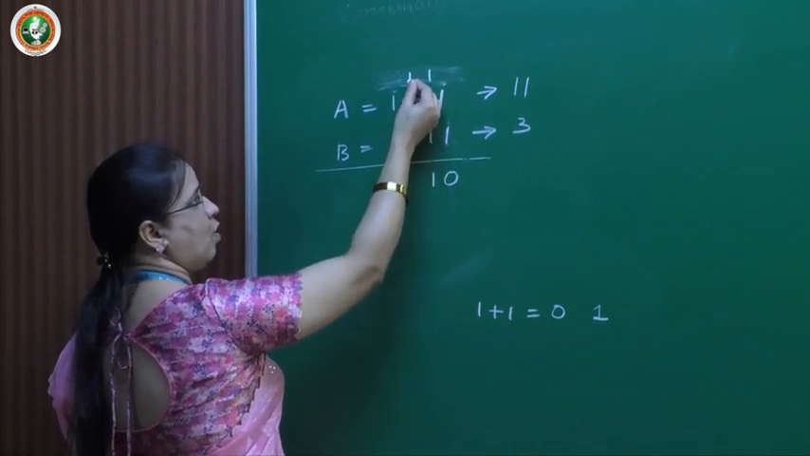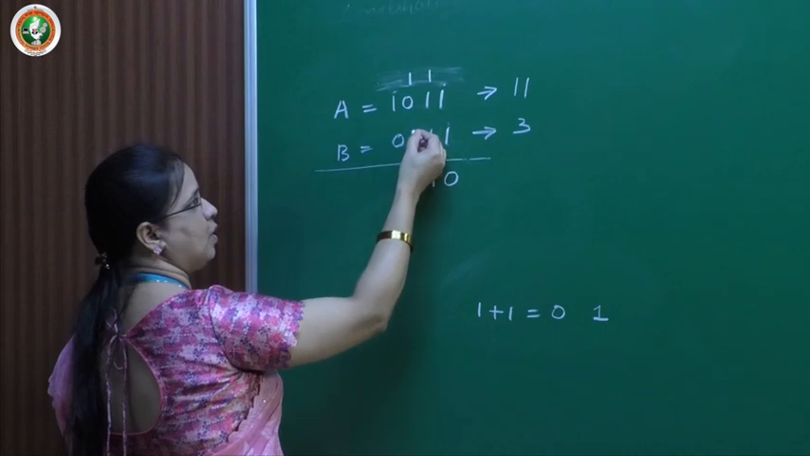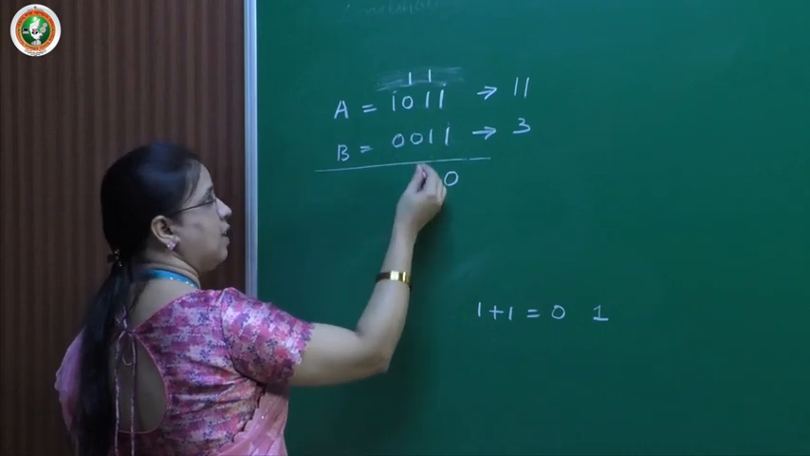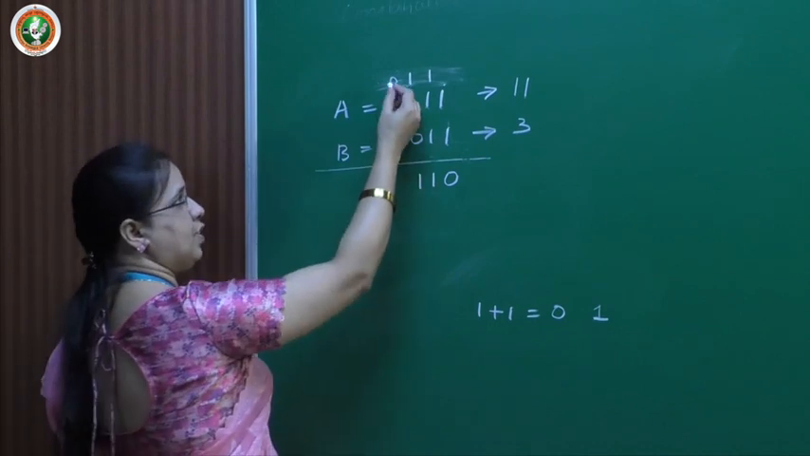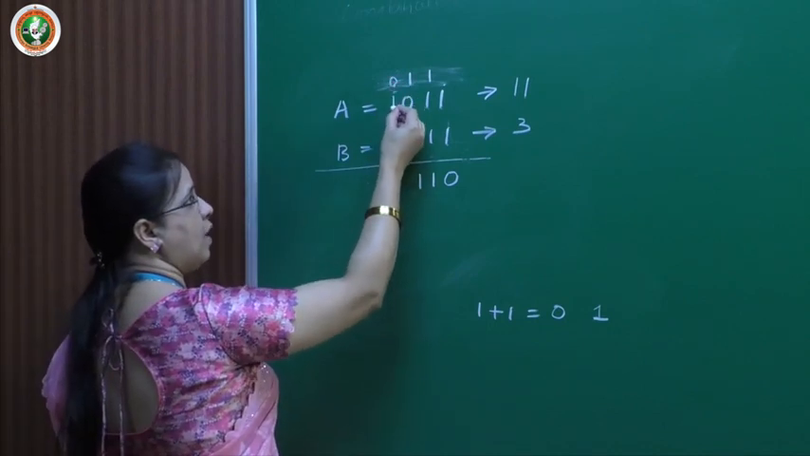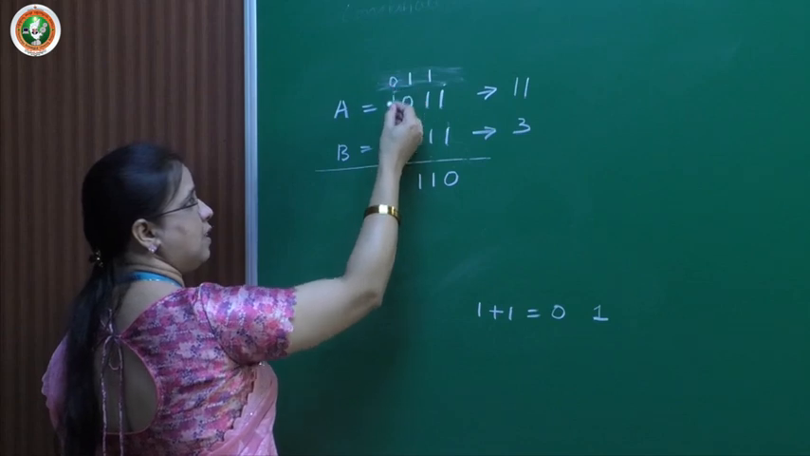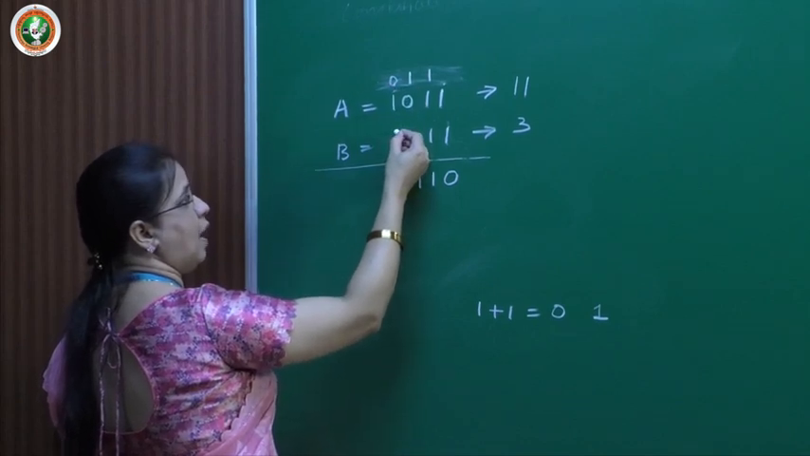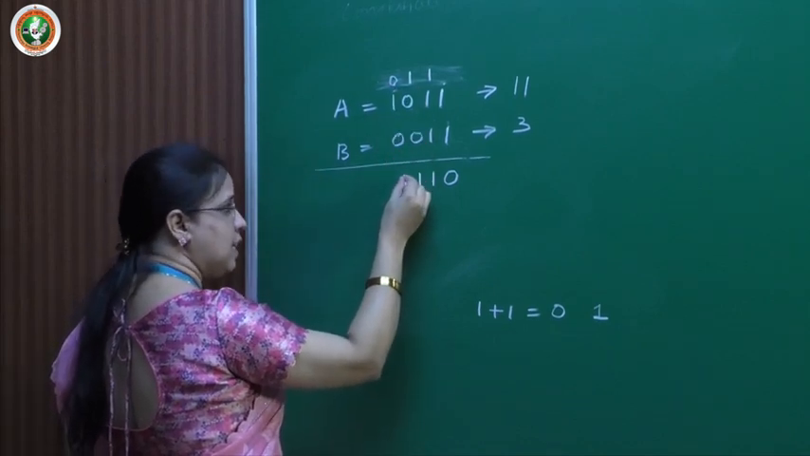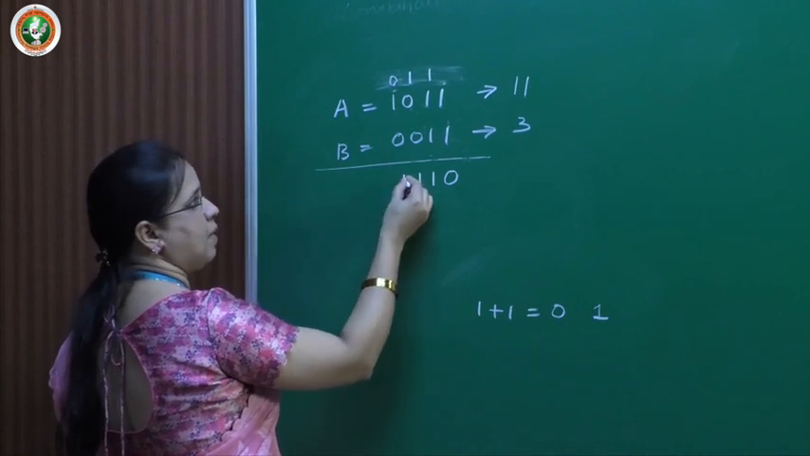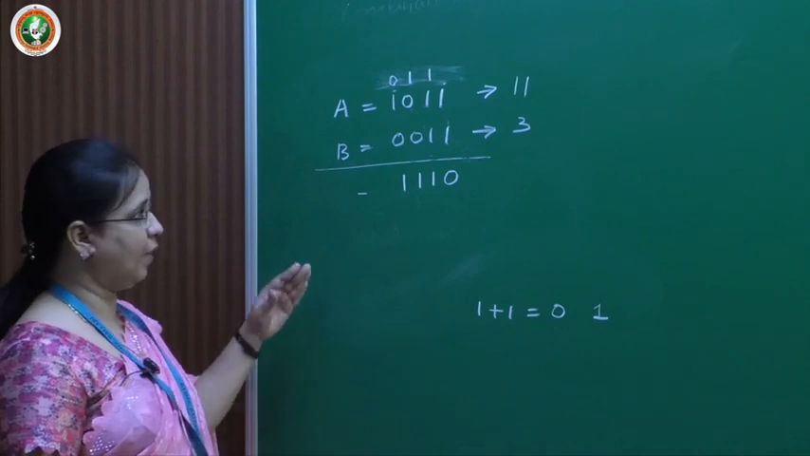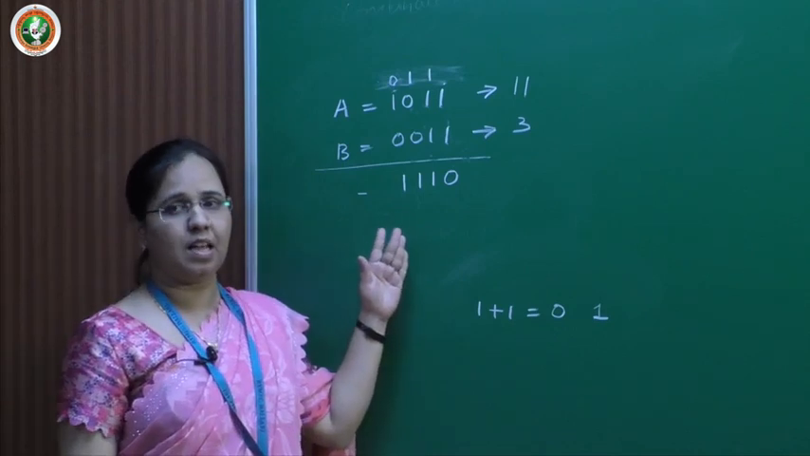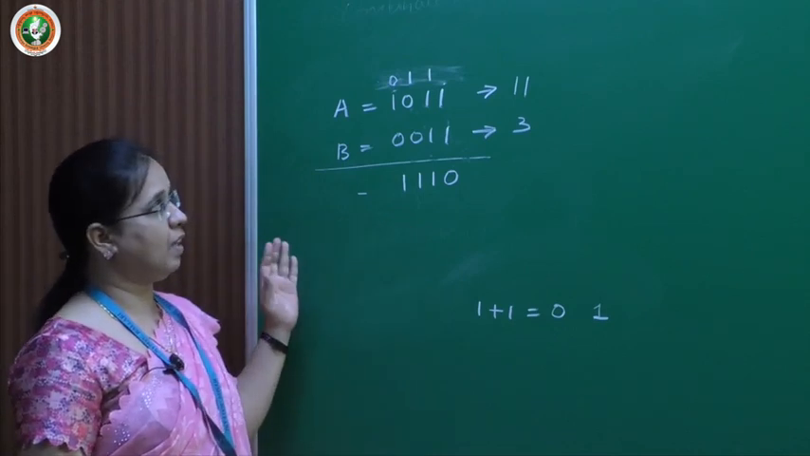In the next bit position, we have 100. When we have the combination 100, the sum will be 1 and the carry will be 0. In the next bit position, we have 010. For this combination of values, I get the sum as 1 and the carry as 0, which we are going to ignore since it is the last bit in this particular addition.